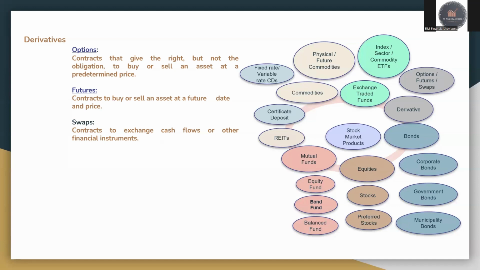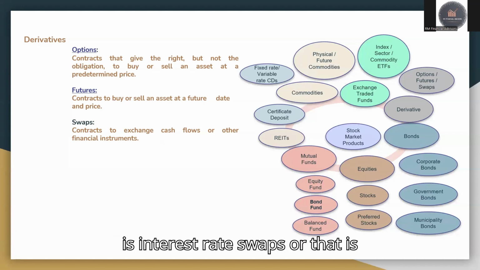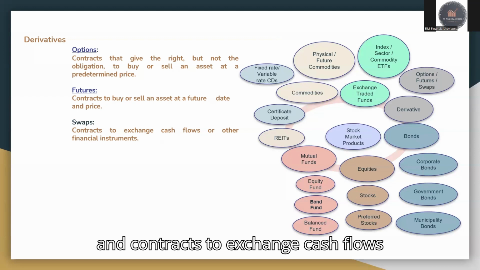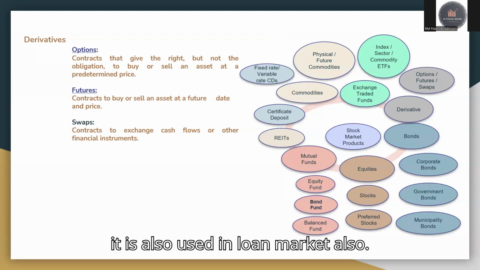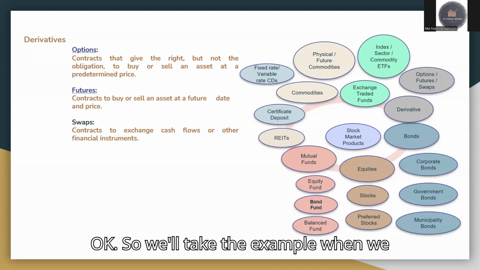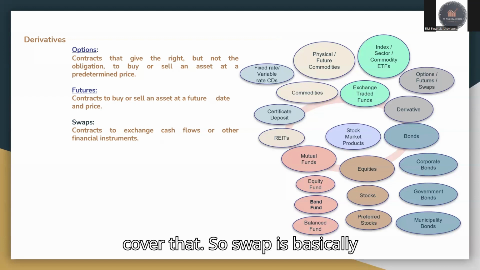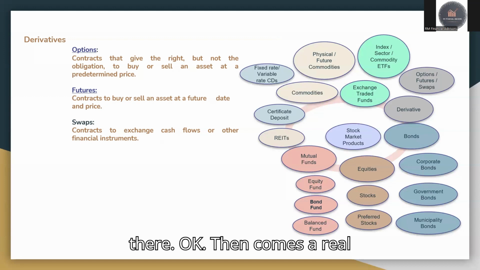No problem. Okay, there is another concept, swap, such as interest rate swaps, which is very much used in the currency market. Swaps are contracts to exchange cash flows or other financial instruments. It is also used in the loan market. We'll take an example when we cover that. So swap is basically used in the currency market, and in loan categories it is used extensively.